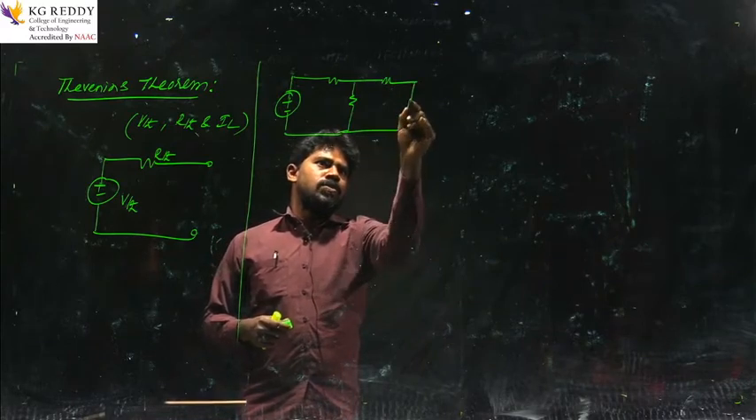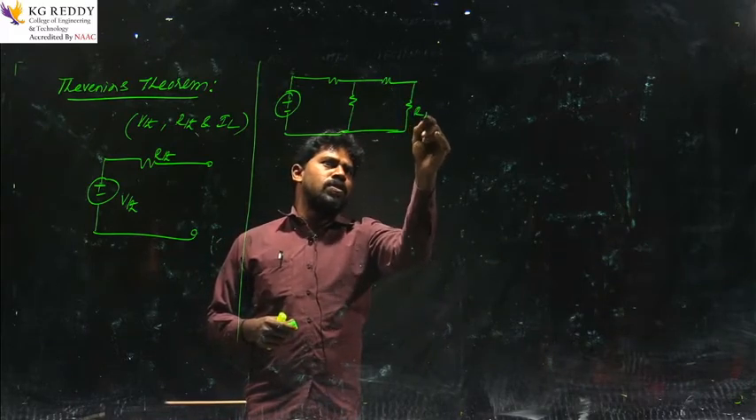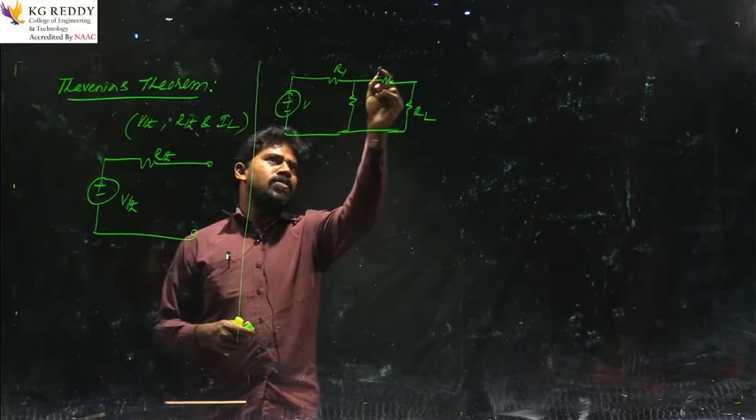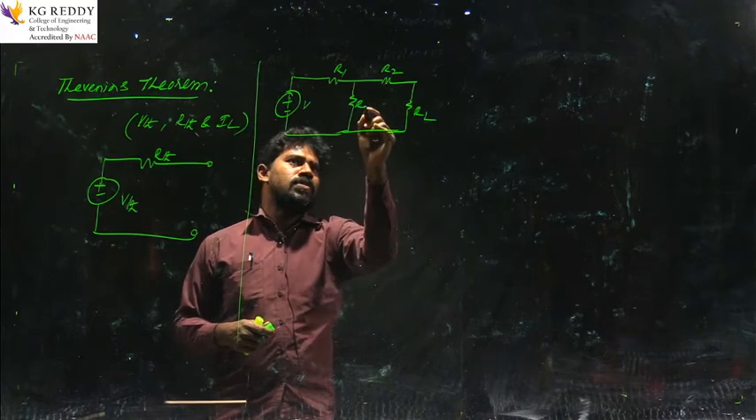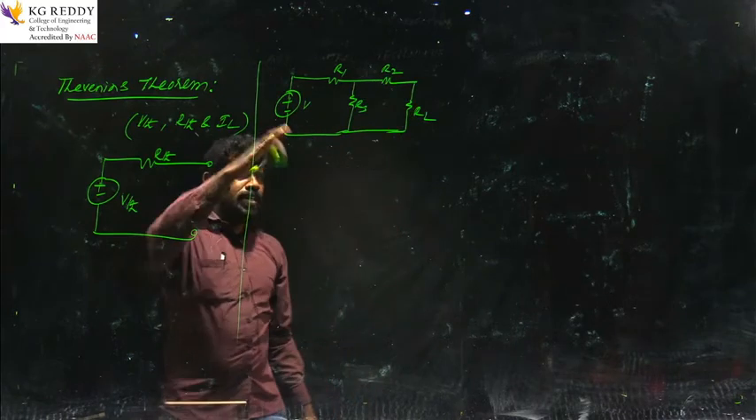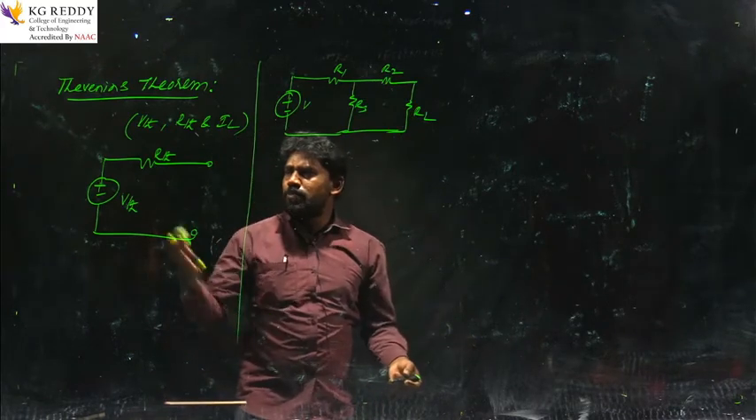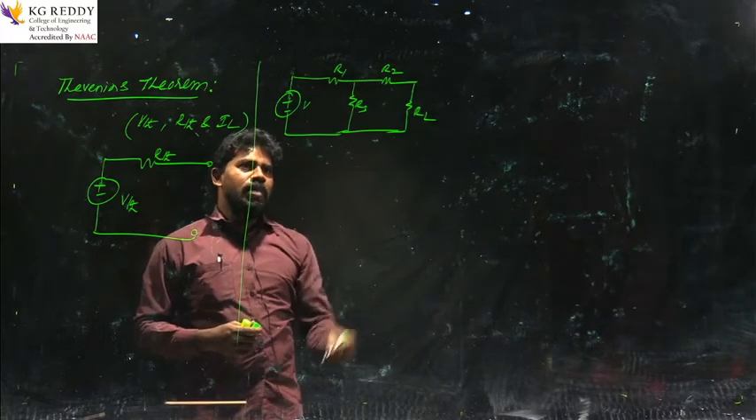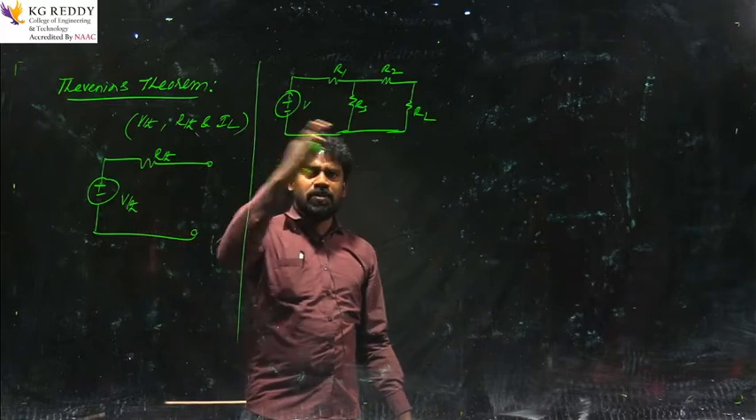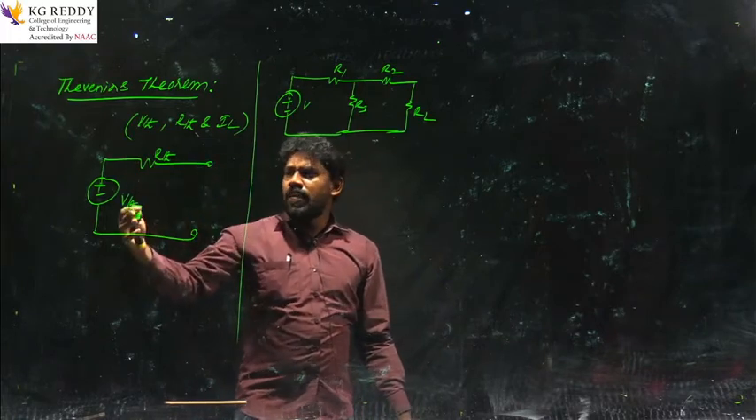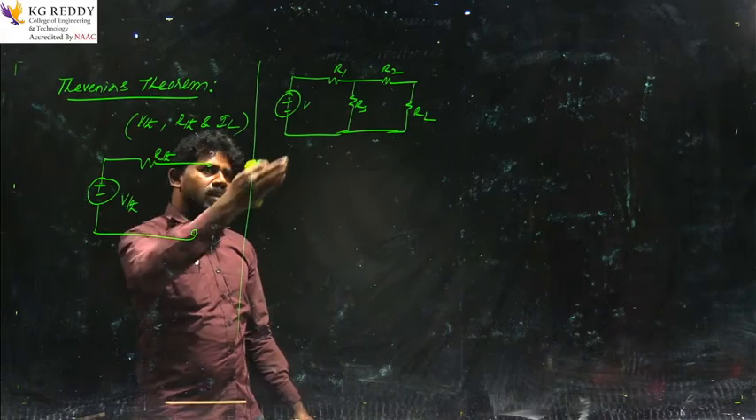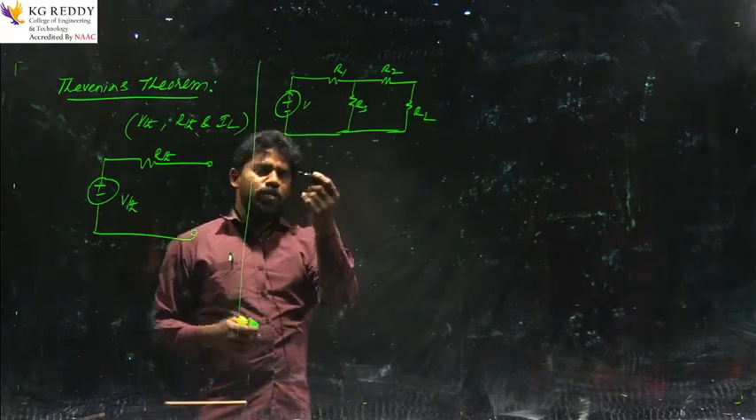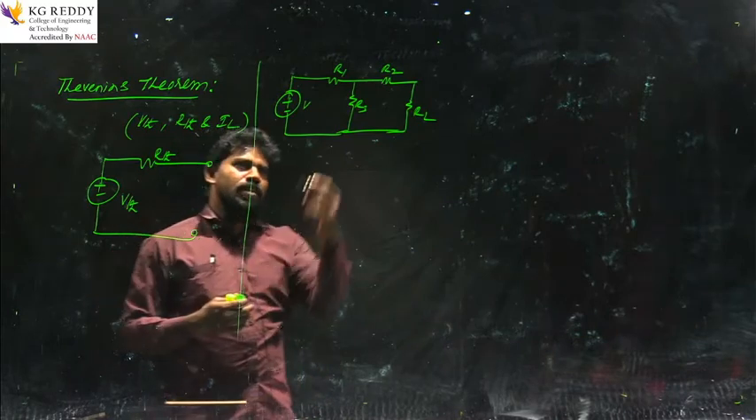This is the load resistance, the supply voltage V, and resistances R1, R2 and R3. The interconnection of all these electrical elements forms a network. This is the given network. My aim is to apply the Thevenin's theorem technique to this network and find VTH, RTH and IL. First, the main procedure to find VTH for a given network.